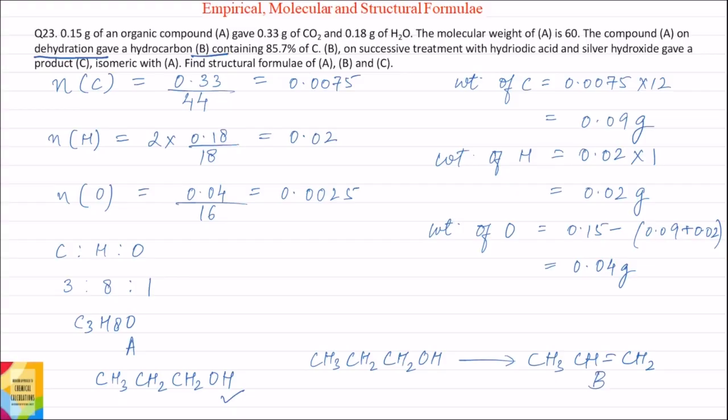Now this B on successive treatment with hydriodic acid and silver hydroxide gives product C, which is isomeric with A. So B will change into a product which is isomeric with A. Means C is also an alcohol, but A is a primary alcohol and C will be a secondary alcohol, that is CH3CHOHCH3. This is the structure of C. So A is primary alcohol, C is secondary alcohol, or we can say that C is isomeric with A.